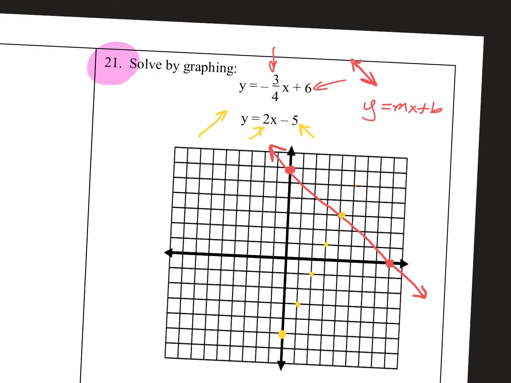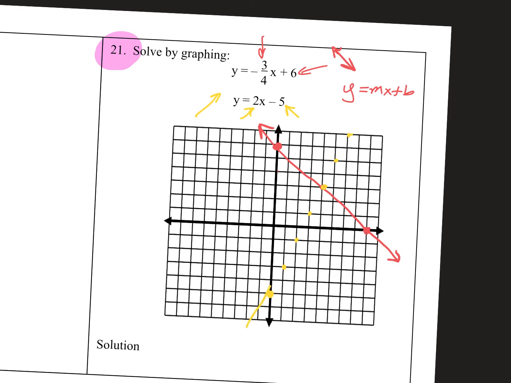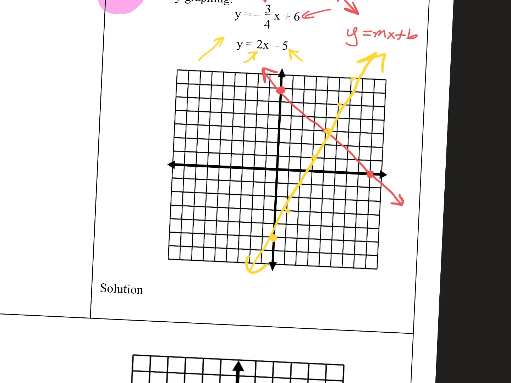Can you guys see clearly where these two intersect? Yes, but I want you to draw both lines. Make sure you have arrowheads on both ends. And then what is the solution? Where do these two intersect?